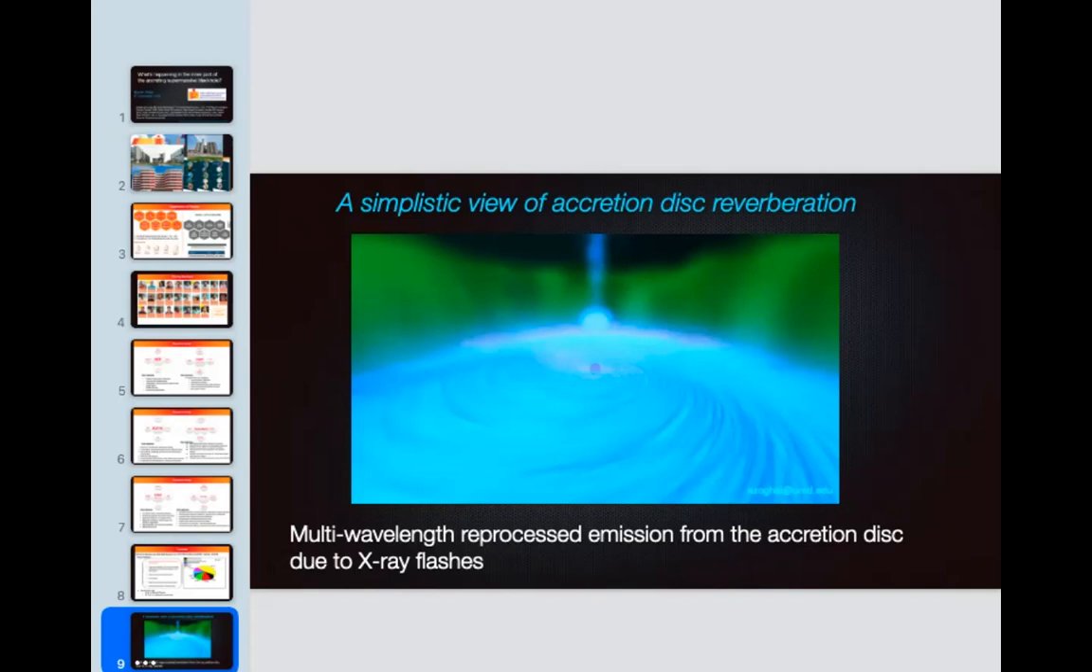But then when I change the model, keeping everything else the same and changing only the part that takes care of the soft excess, instead of warm Comptonization I take a high density reflection model called RELXILL. That can also mimic my observed soft excess. Which means using spectral modeling, we are not able to figure out its origin, either warm Comptonization or high density reflection. So then I calculated the time delay between these two energy bands, one dominated by this soft excess and another by the power law.